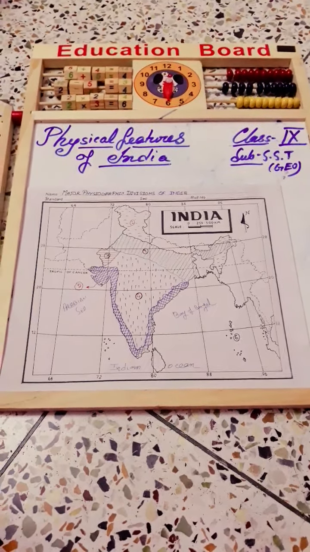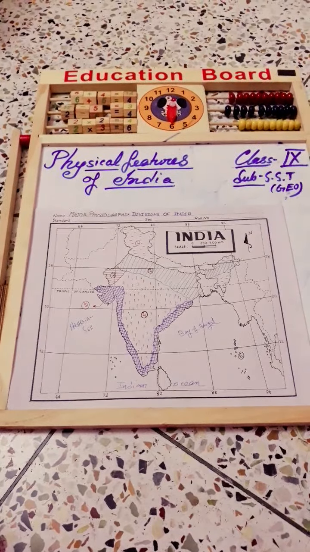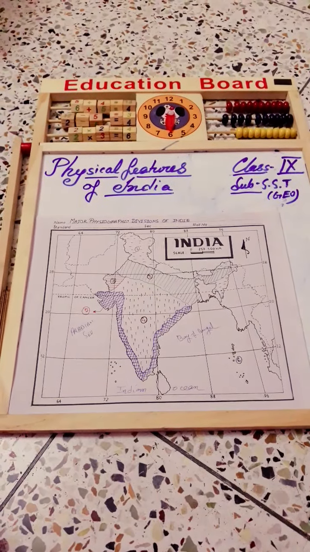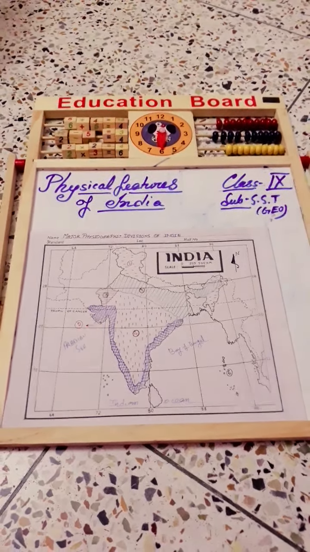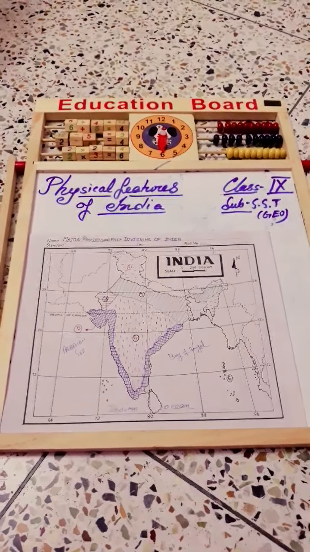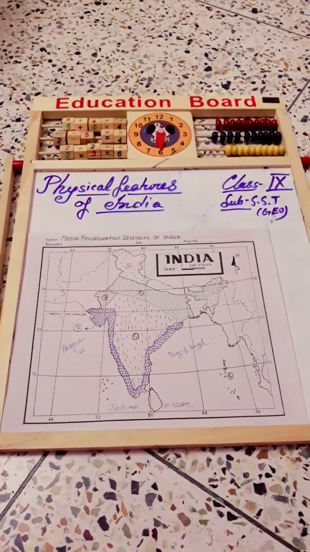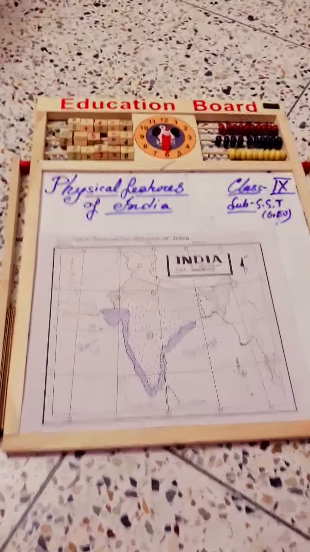Welcome class 9 students. In previous video clippings we have discussed the three major physiographic divisions: the Himalayan mountains, northern plains and the peninsular plateau. Now we will discuss the Indian desert, the coastal plains and the different types of islands. So look at the map.